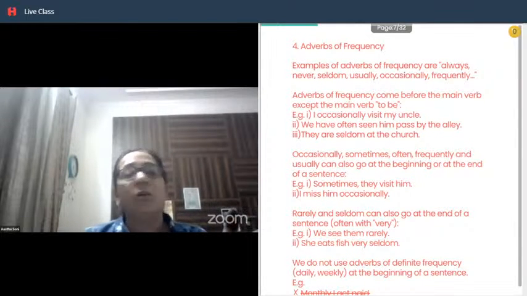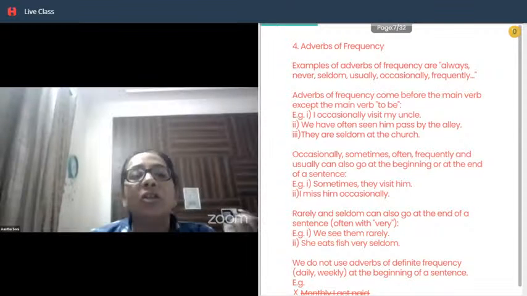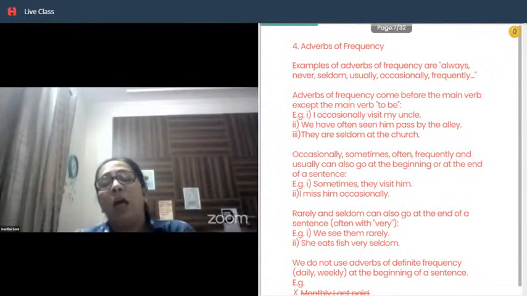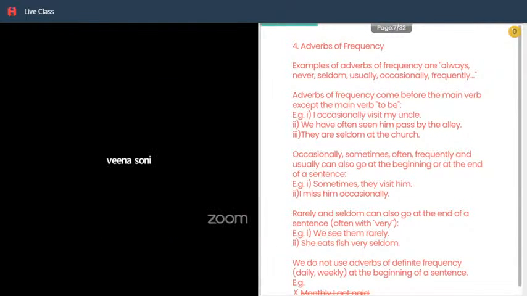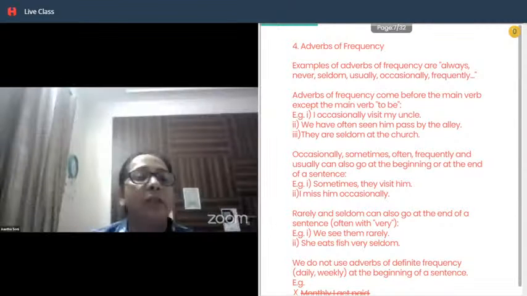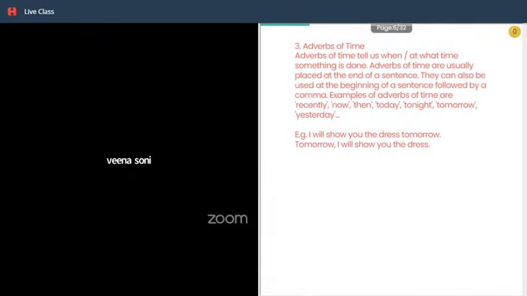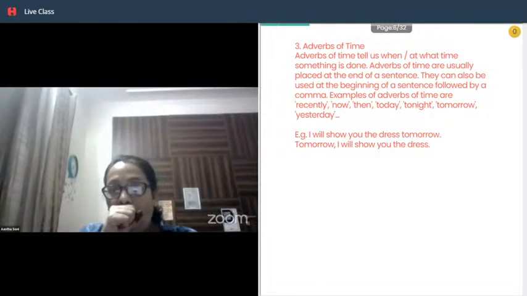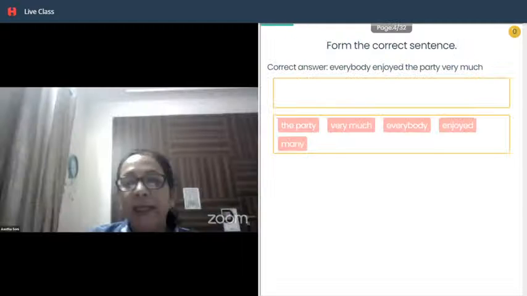For example, these are all the words that we can use: always, never, seldom, sometimes, usually, occasionally, and frequently. They are seldom at the church. When we are talking about frequency, basically this is about how many times they go to church. So occasionally, sometimes, often, frequently, and usually can also go at the beginning or at the end of the sentence.